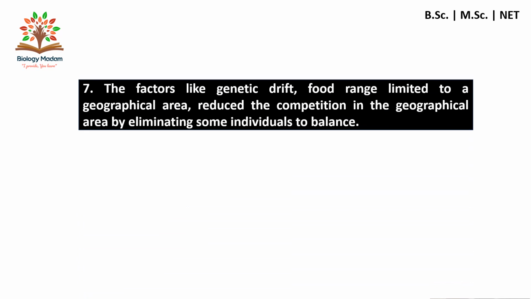And the seventh one includes factors like genetic drift, and food range limited to a geographical area, which reduces the competition in the geographical area by eliminating some individuals to balance. Basically, when the number of species is high and the food is restricted, at that time nature tries to eliminate some individuals to balance their environment.